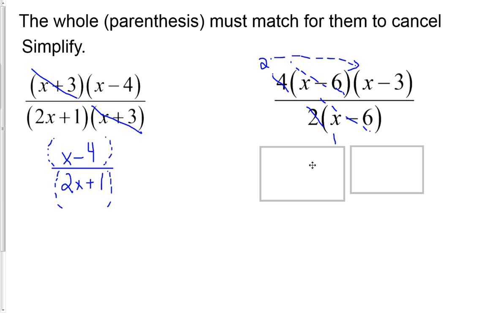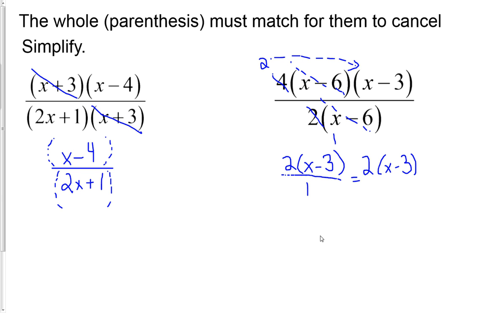We are not simplifying, but we're just going to write that. Oh, that is 2 times x minus 3 over 1, right? We still have a 1, but any number divided by 1 is itself. So then you can just write this as 2 times parentheses x minus 3.